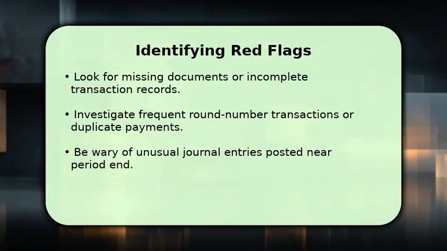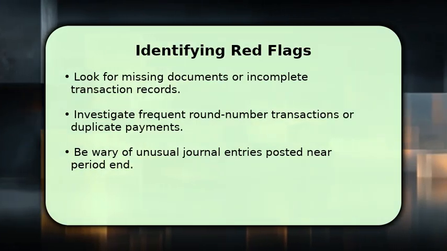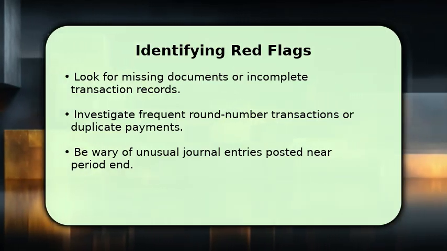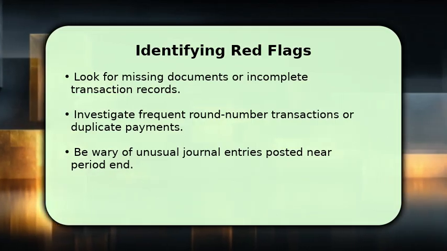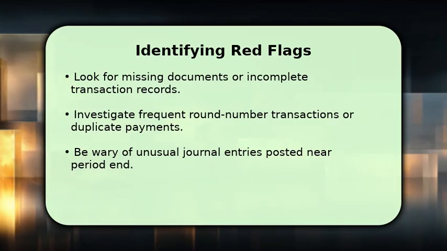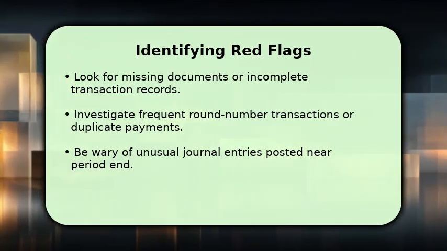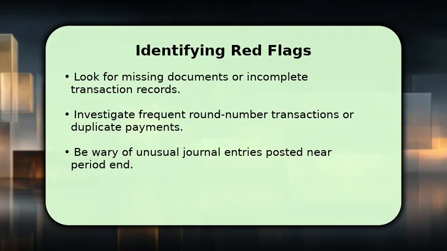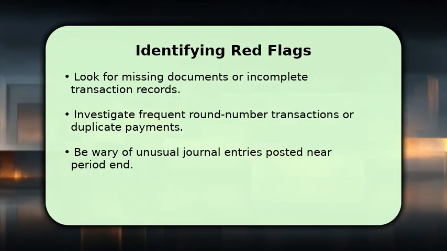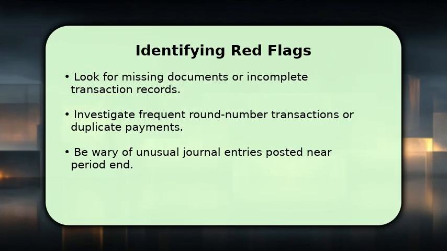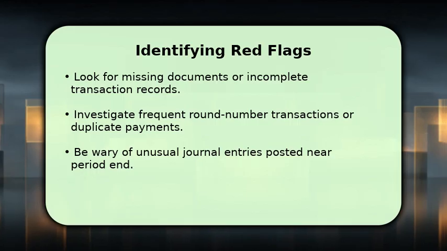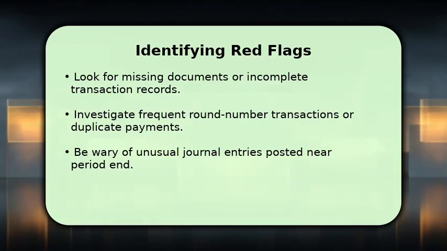When scrutinizing ledgers, certain red flags demand attention. Always look for missing documents or incomplete transaction records, as these often indicate potential issues. Investigate frequent round number transactions, like multiple $1,000 entries or any duplicate payments, which could signal errors or even fraud. Also, be wary of unusual journal entries posted near the end of a reporting period, as these might be attempts to manipulate financial statements. Vigilance is key.